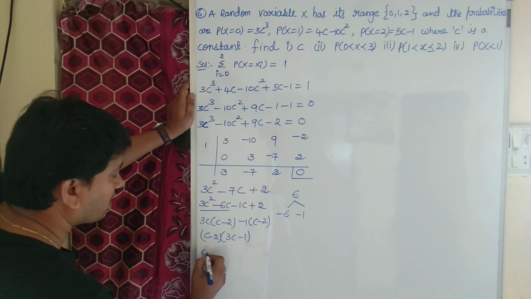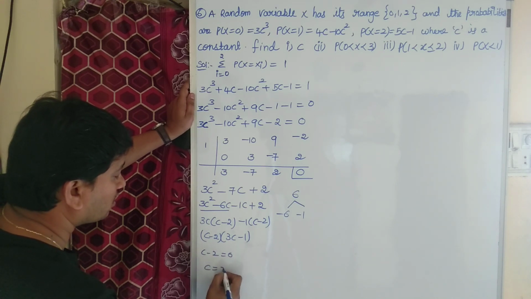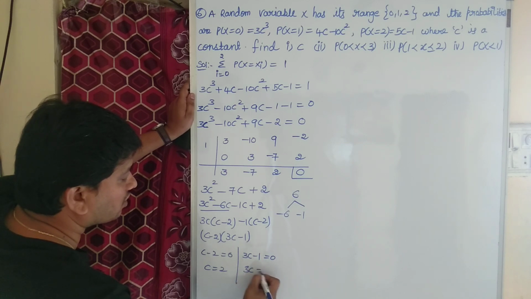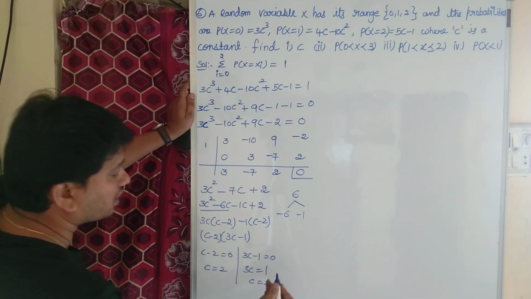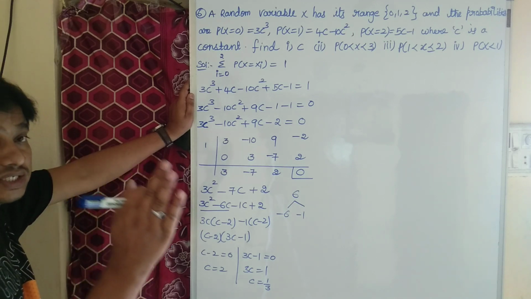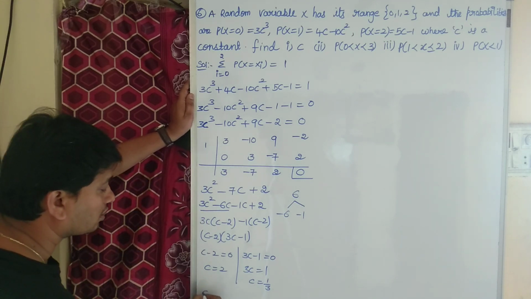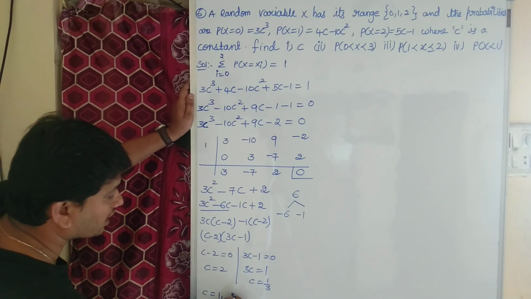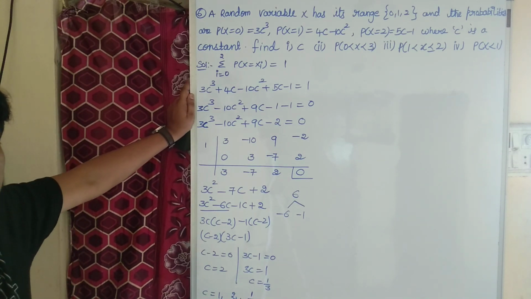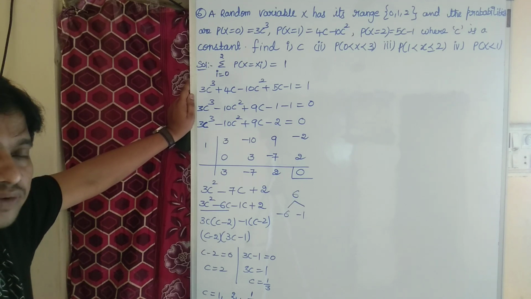One is c minus 2 equal to 0, c equal to 2. The other one is 3c minus 1 equal to 0, 3c equal to 1, c equal to 1 by 3. As we know, a cubic polynomial consists of 3 roots. They are, one is 1, the second one is 2, and the third one is 1 by 3. So what is the possible value of c here?